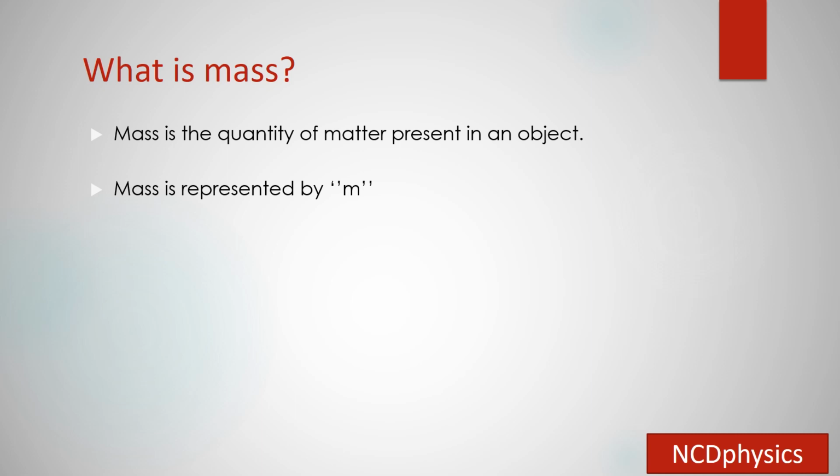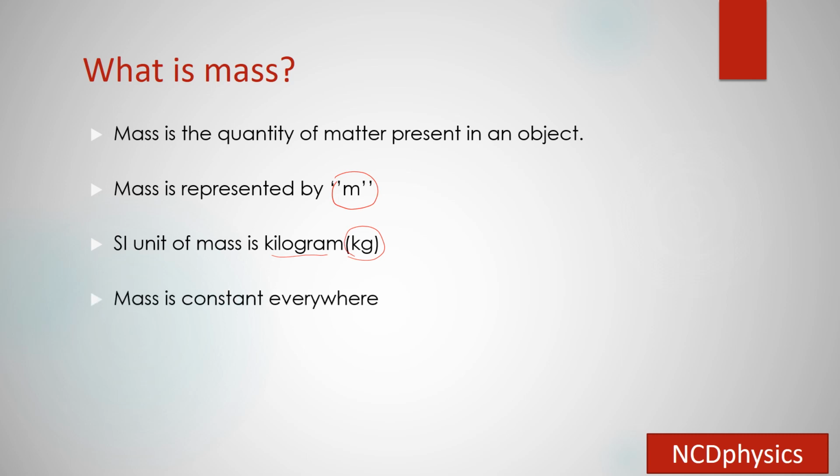So mass is represented by m. Not capital M, because capital M is called magnification in physics, so it is represented by the small m. And the SI unit of mass is kilogram, so it is represented by kg.